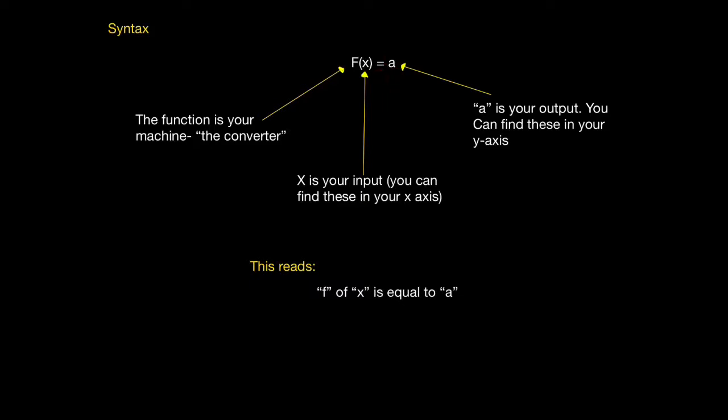When you put it all together, and when somebody wants to read what this says, here's how you read it. F of x is equal to a. I don't think I can stress this enough, the importance of knowing how to read this. This is not f multiplied by x. This is function notation. Whenever you see this, please be familiar that this is read as f of x equal to a.